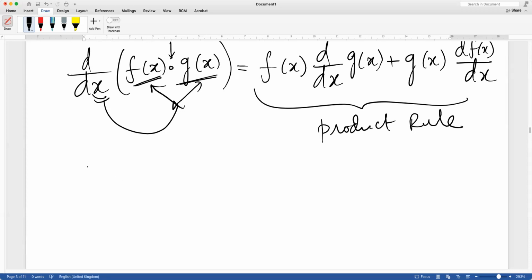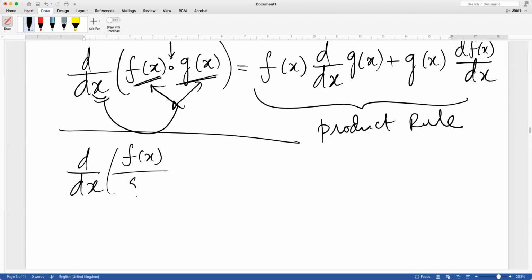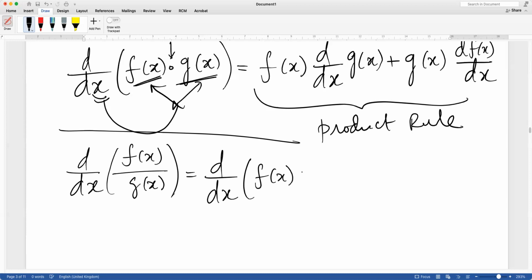Let's do the other one also. Let's say I have d by dx of two quantities getting divided, so one is f of x over g of x. This can be understood because division is simply the inverse of multiplication. So this could be understood as f of x multiplied with g of x power minus 1, because the g power is a 1 in the denominator.